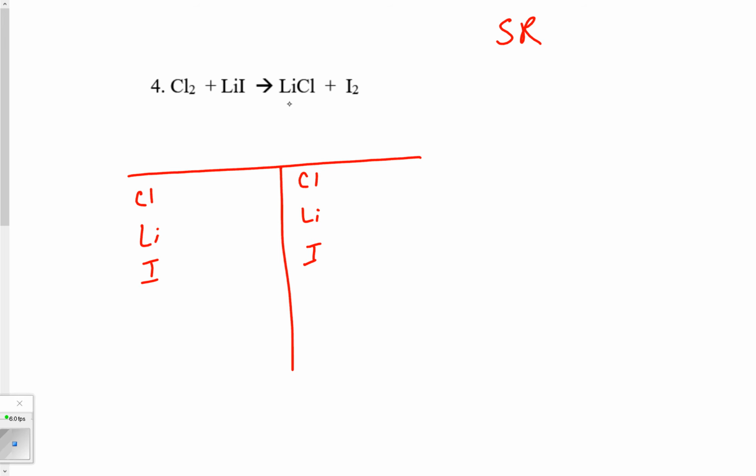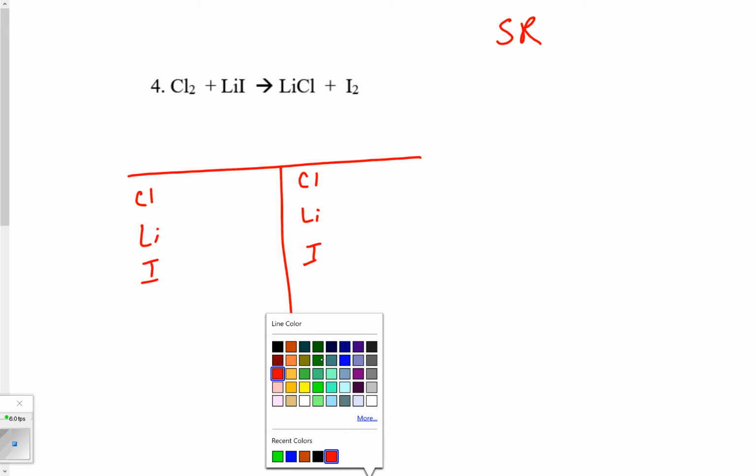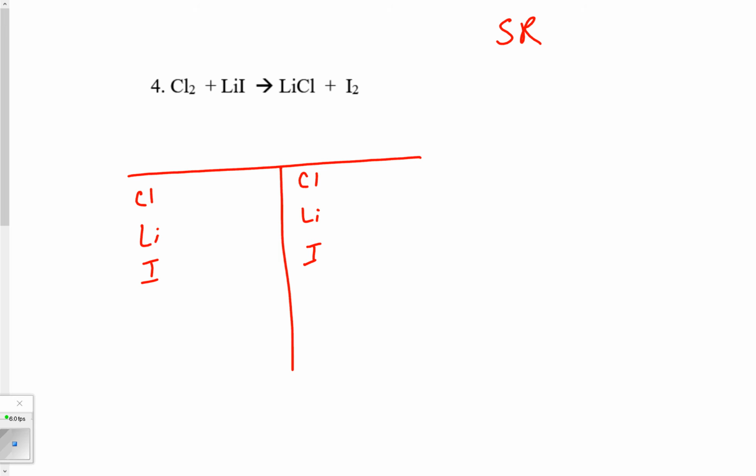So let's do this. Let's get right to our counting at this point. So let's go. I'm going to pick the color blue. I've got 2 chlorines on the left. I've got 1 lithium and 1 iodine. I've got 1 chlorine on the right. I've got 1 lithium on the right and 2 iodines.